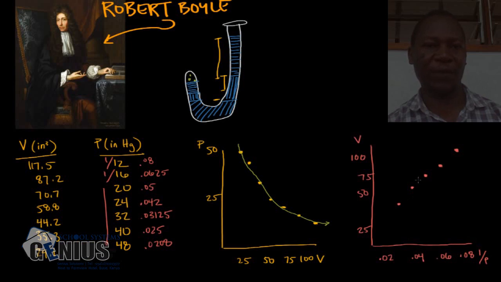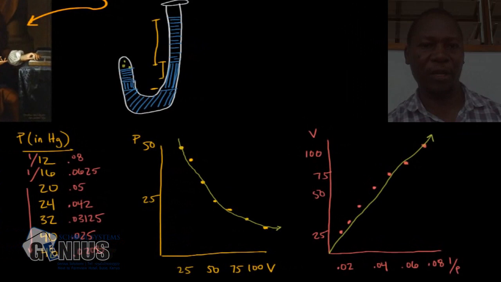If we write this straight line graph as an equation, it will be y is equal to mx plus b. That is the equation for this graph, where m is our slope and b is our y-intercept. Our y-intercept here is 0. So all we really need is y is equal to mx. Well, in our graph, our y-value is our volume. Our x value is the inverse of our pressure. Let's fill that in there.